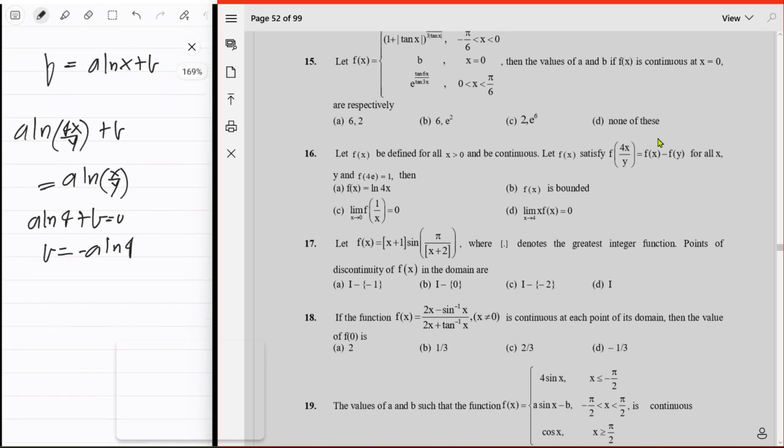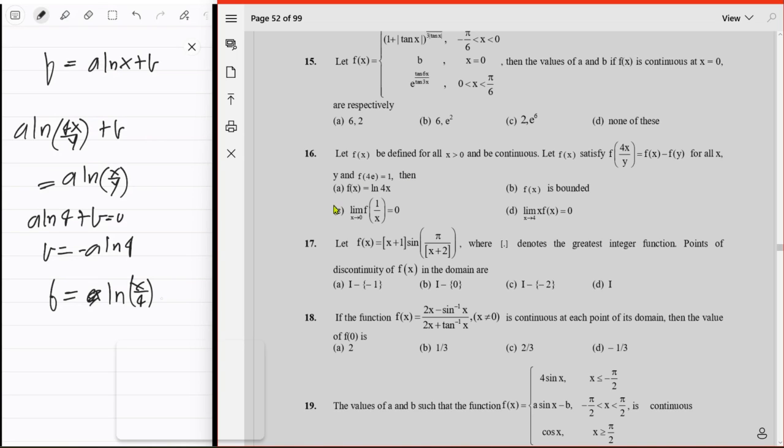Just put that in there. F is just equal to a natural log of x upon 4. That makes sense. Yeah, that looks good. Yes, it does work out. So that's awesome. And what else do we know? F of 4 is equal to 1. Just put that in there. So a is equal to 1, and f is just natural log of x upon 4.